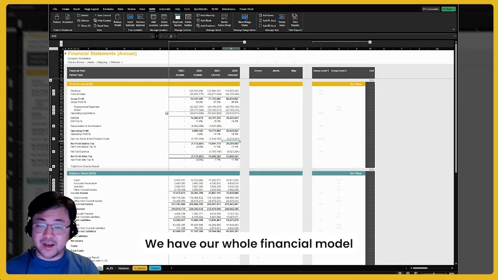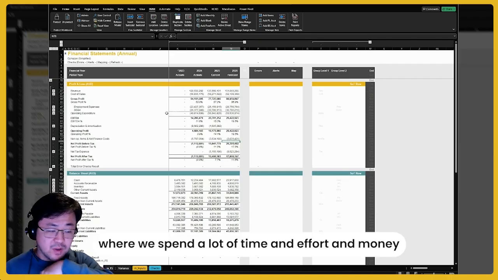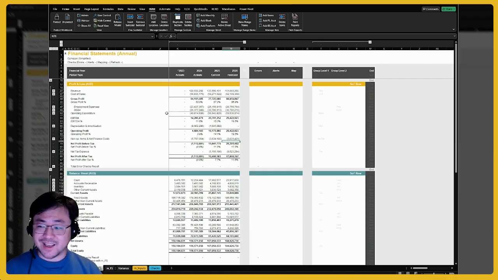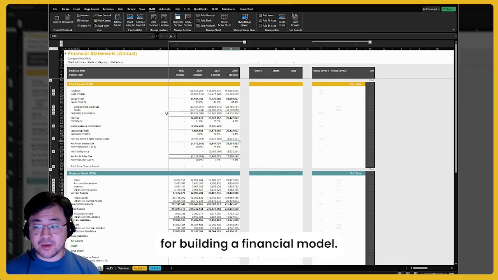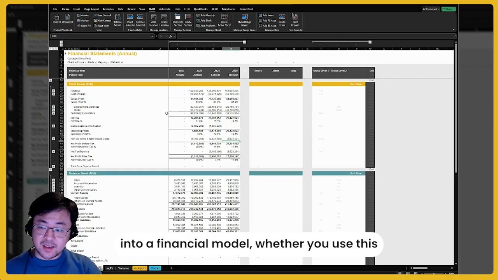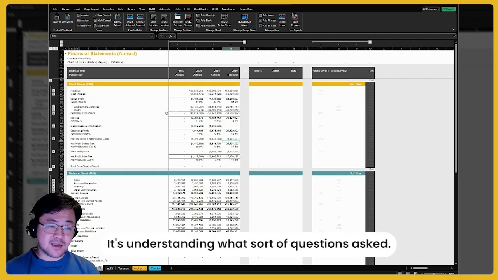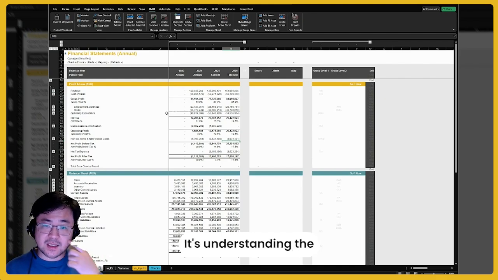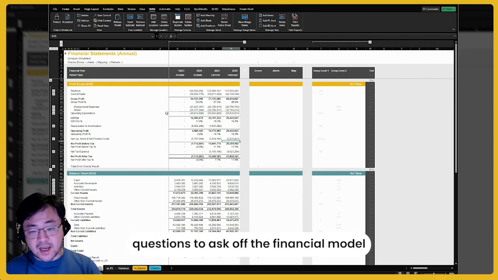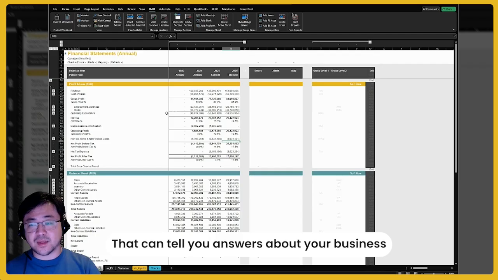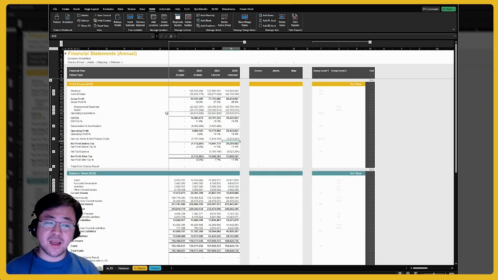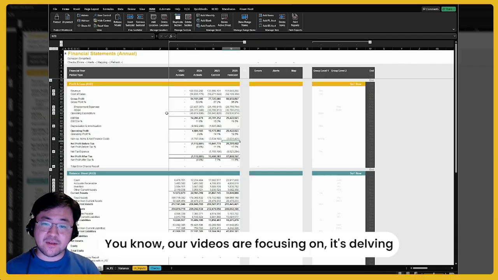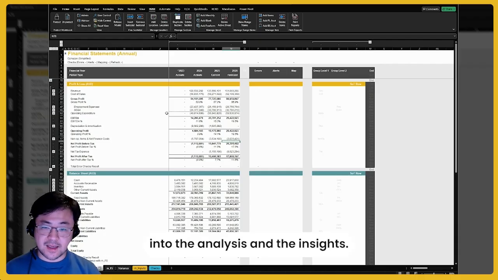We have our core financial model, where we spent a lot of time, effort and money developing what we think is a really great platform for building a financial model. It's more about getting your business into a financial model, whether you use this or do it on your own. It's understanding the questions to ask of the financial model that can tell you answers about your business. That is what we want to spend most of our time in our videos focusing on. It's delving into the analysis, into the insights.